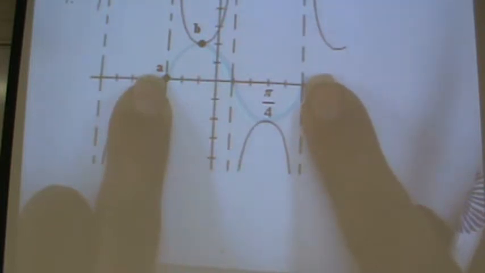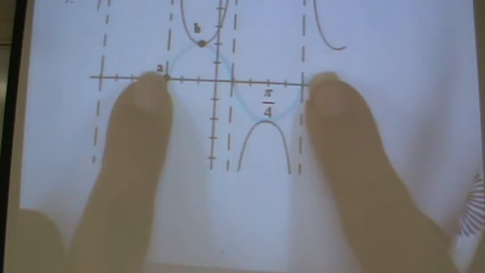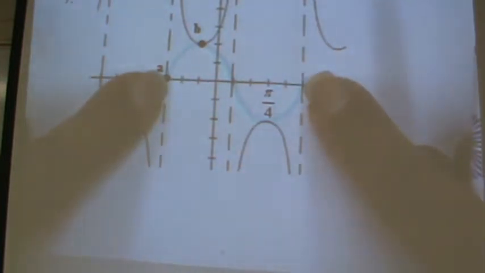Now I need to know how long it's taking us to go from this A to this asymptote. That's 1 full period. How long is that? Because that's going to give us our B value. Okay? So now, from here to here, I gave you a piece of the puzzle. From here to here measures pi over 4.